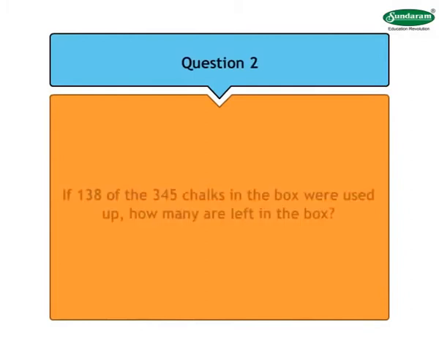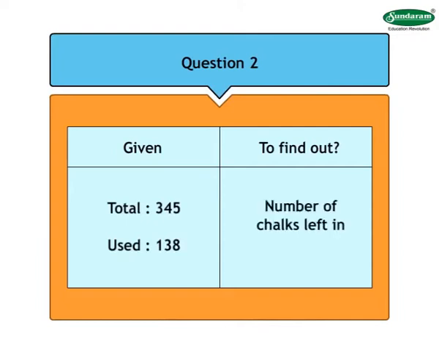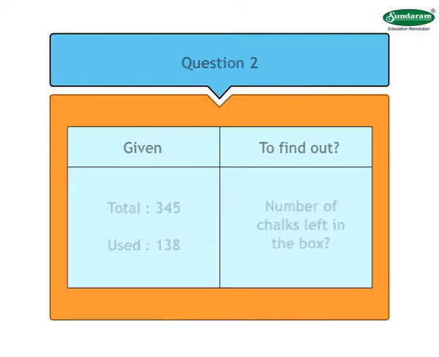Question 2. If 138 of the 345 chalks in the box were used up, how many are left in the box? Answer. Read this sum carefully. The total number of chalks is given to us, and that is 345, out of which 138 chalks are used. We have to find the number of chalks that are left in the box.